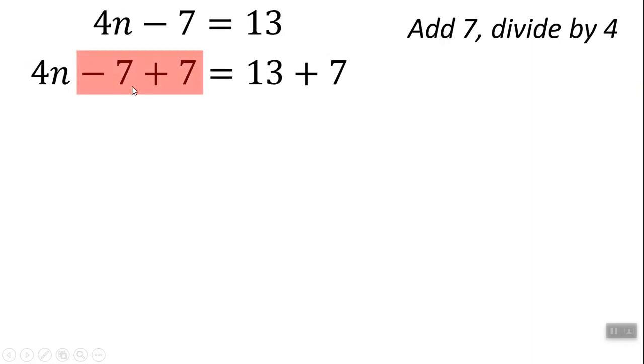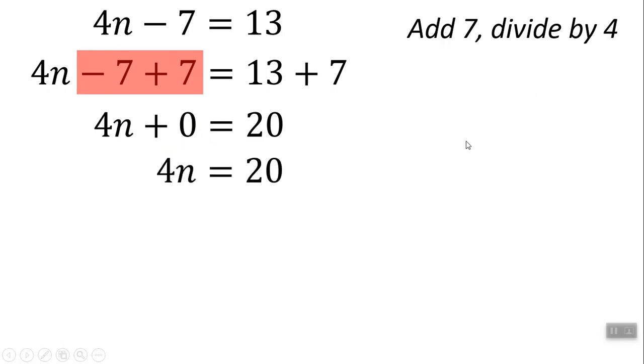So now this negative 7 and positive 7 cancel each other out. That's known as the additive inverse property. We're going to end up with 4n plus 0. That negative 7 and 7 make 0. Over here I just put together the 13 and 7. They're like terms. So now we don't really need this 0 anymore. Anything plus 0 is just itself. That's the additive identity property going on.